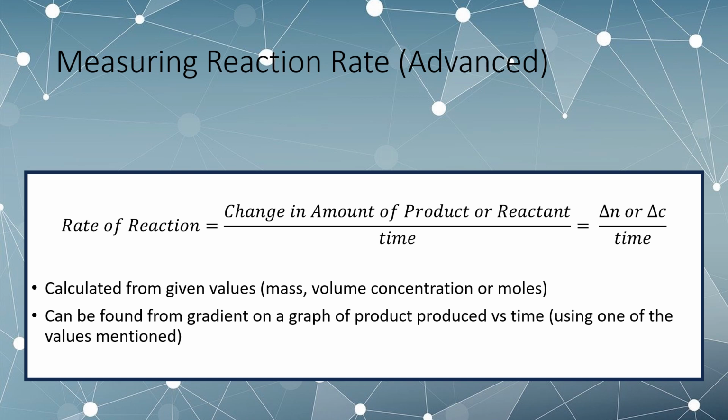This can also be calculated from given values such as mass, volume, and, as I mentioned, concentration or moles. It can also be found from a gradient on a graph of product produced or reactant consumed versus time. Remembering gradient is rise over run, effectively you're just doing that same equation. This is a more advanced topic and won't come up until your further years in chemistry. So don't stress too much about this if it's a bit confusing for you now or it's something you haven't covered in class.